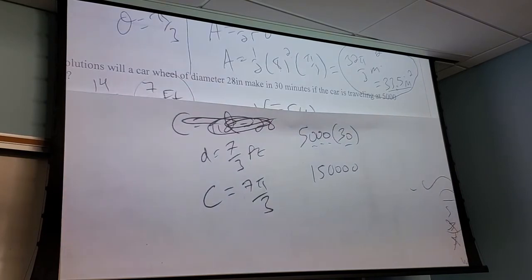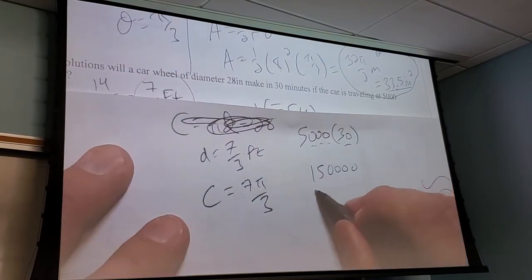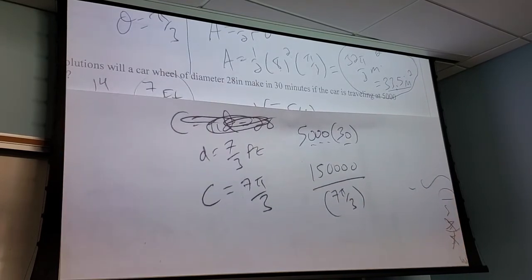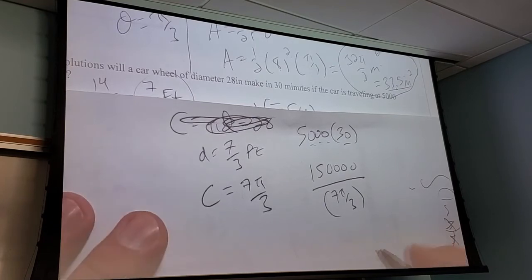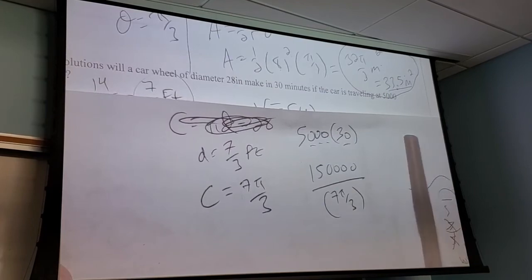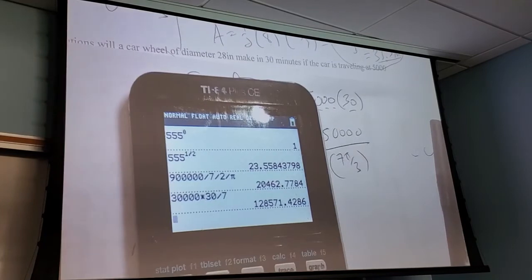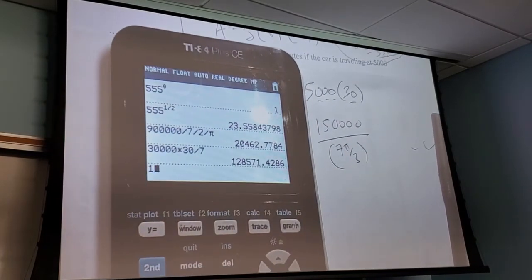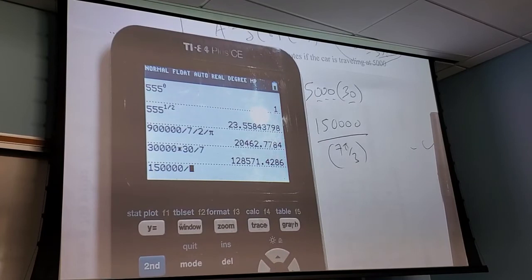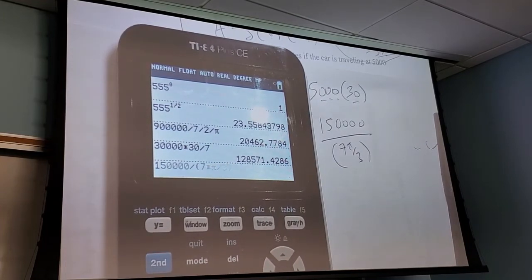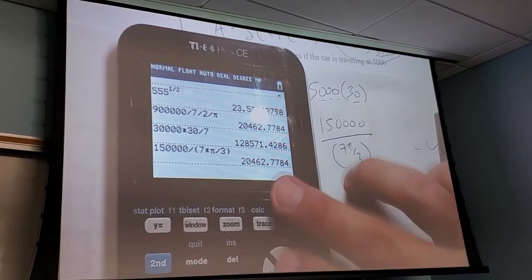So if I take how far the car went and I divide by the circumference, let's see what we get. Just to help you out a little bit, so you can put it in the calculator correctly. All right, let's put this in here: 150,000 divided by 7 times pi divided by 3. Isn't that the same answer we got earlier?